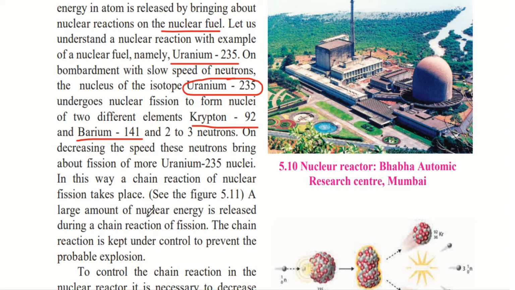A large amount of nuclear energy is released during a chain reaction of fission. So as these uranium atoms are broken down into several smaller elements, a lot of energy is released. The chain reaction is kept under control to prevent a probable explosion. If this goes out of control, then a huge explosion can take place because the amount of energy present in one isotope of uranium is enormous. Therefore, it is very important to keep this under control.